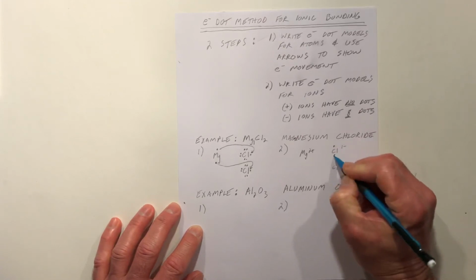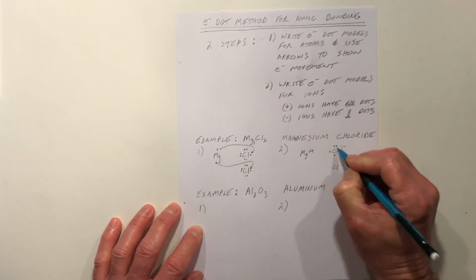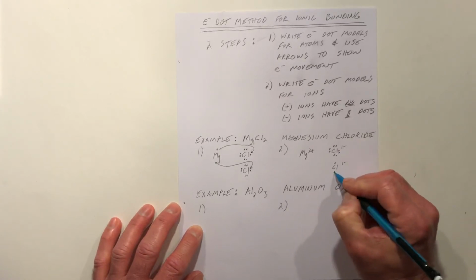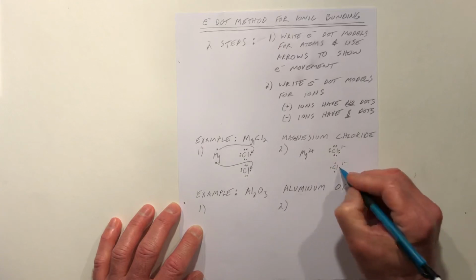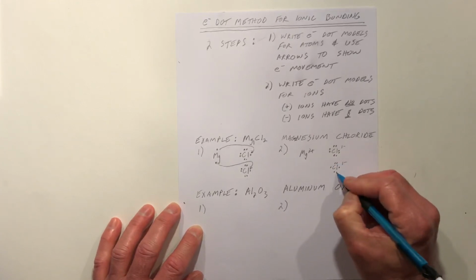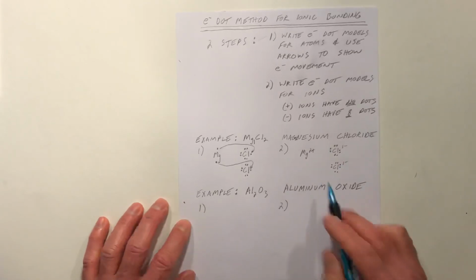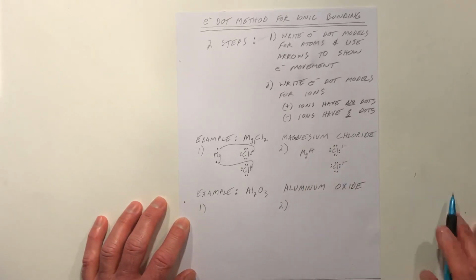Because each chlorine gained a single negative electron, that gives it a 1-, gaining a single electron. And each magnesium, or that one magnesium there, lost 2 electrons. So losing 2 negatives means there's an overall 2+ charge. It doesn't have the 2 negatives that it needs to be neutral.